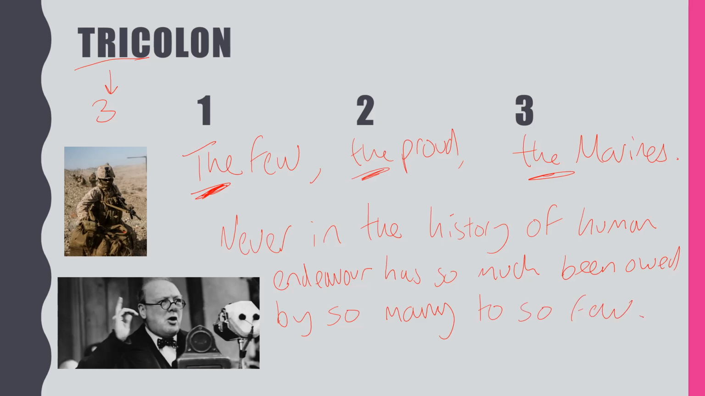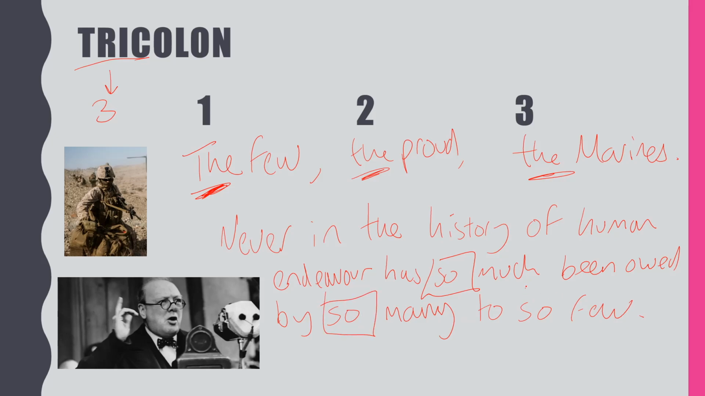Never in the history of human endeavour has so much been owed by so many to so few. So if you can work out what's the tricolon there, where is the tricolon? Pause the video if you want. Yeah, that's right. It's the so. All right. So never in the history of human endeavour has so much been owed by so many to so few. That is a tricolon.